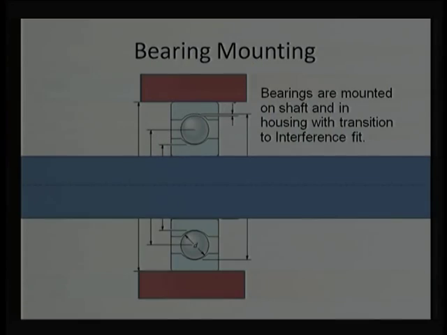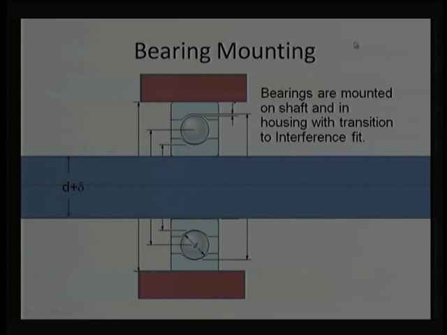How to avoid that? That is always a big question. How to mount it properly? That is always a big question. However, we can conclude from this that bearings are mounted on a shaft and housing with a transition to interference fit. We recommend a transition fit for the housing and outer ring, and an interference fit between the shaft and inner ring.